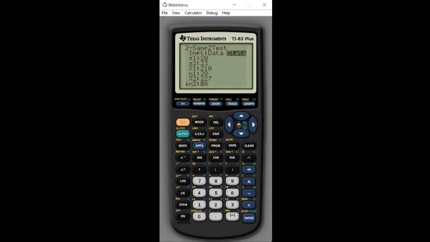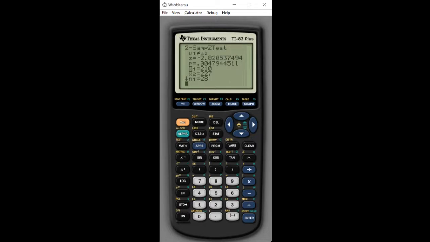And my N2 was 24. And this was a two-tailed test, so I'm going to leave it right here on the not equal to part. And I'm going to go ahead and hit calculate. And we're coming up with a z-value of negative 2.82.